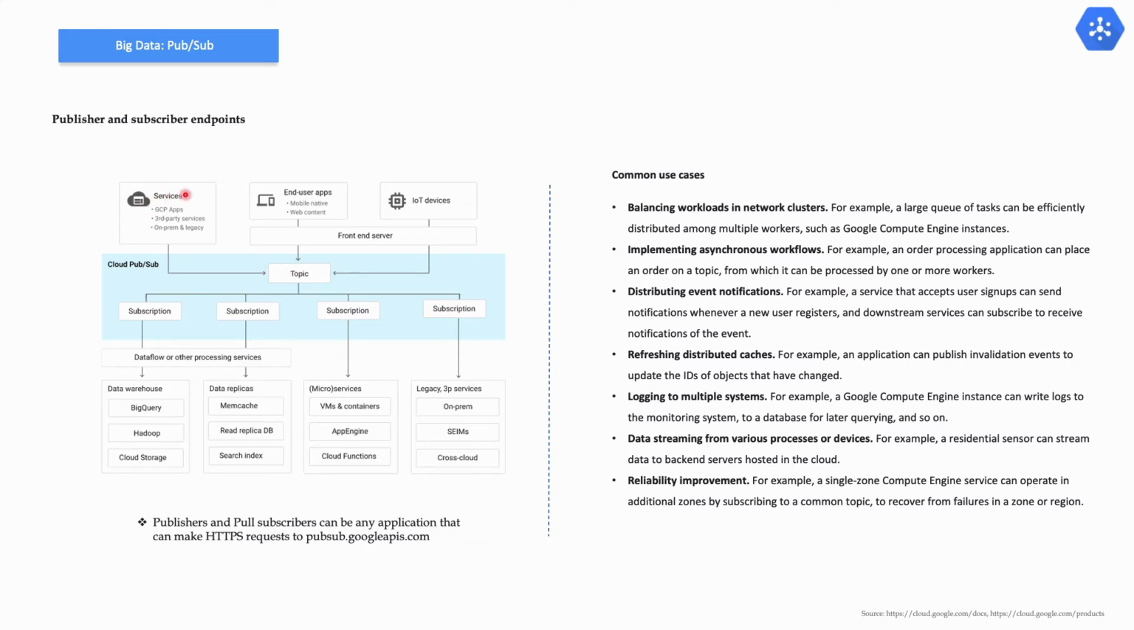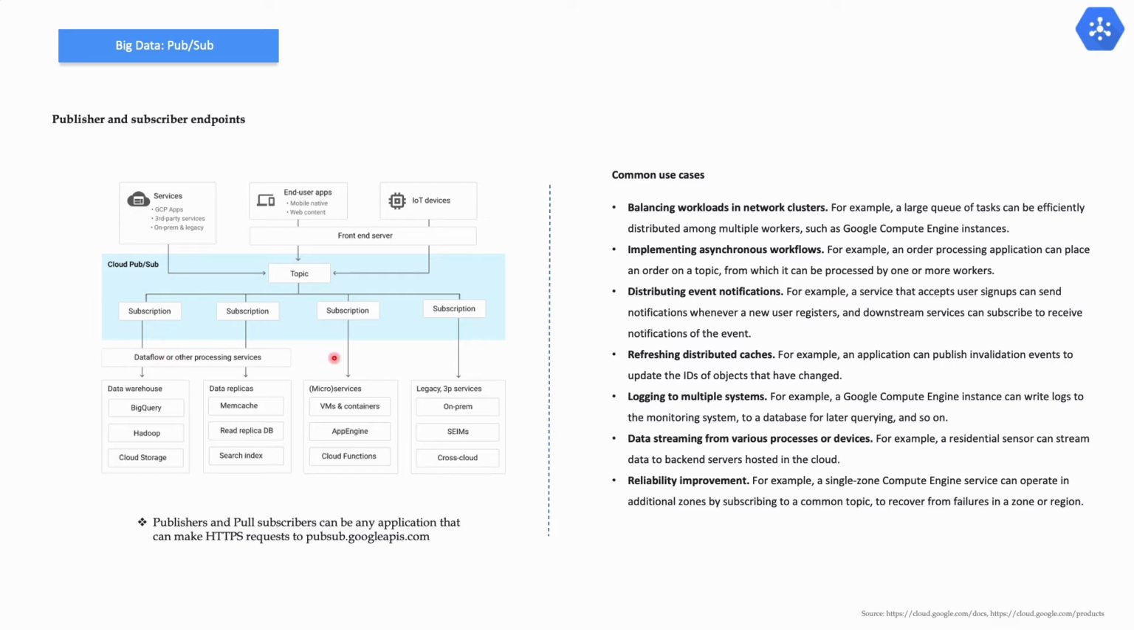It can be sent through services, which are GCP apps, third-party services, on-prem and legacy systems, or it can come through the front-end services, which are either triggered by IoT devices or end user apps, in terms of mobile native and web content. So these are the different ways for publishers to publish data to the topic. Now the topic and different subscriptions sit as part of the Cloud PubSub offering.